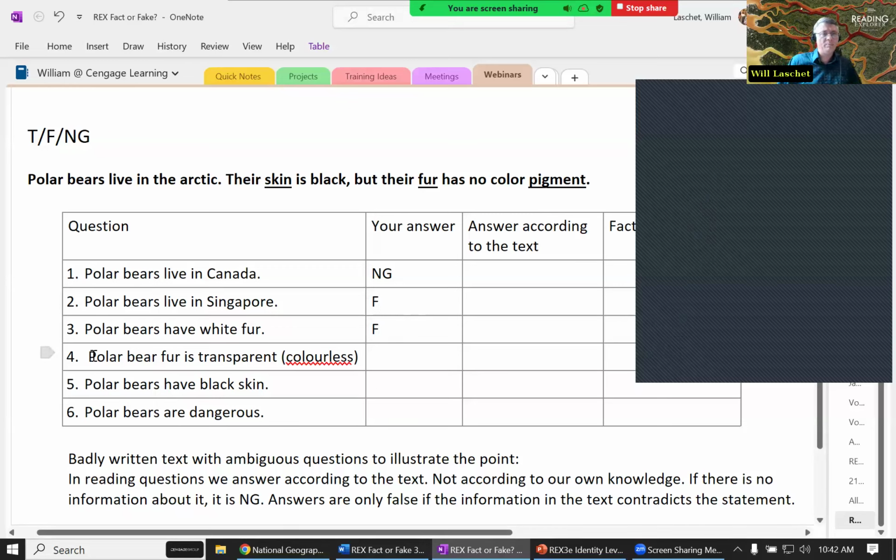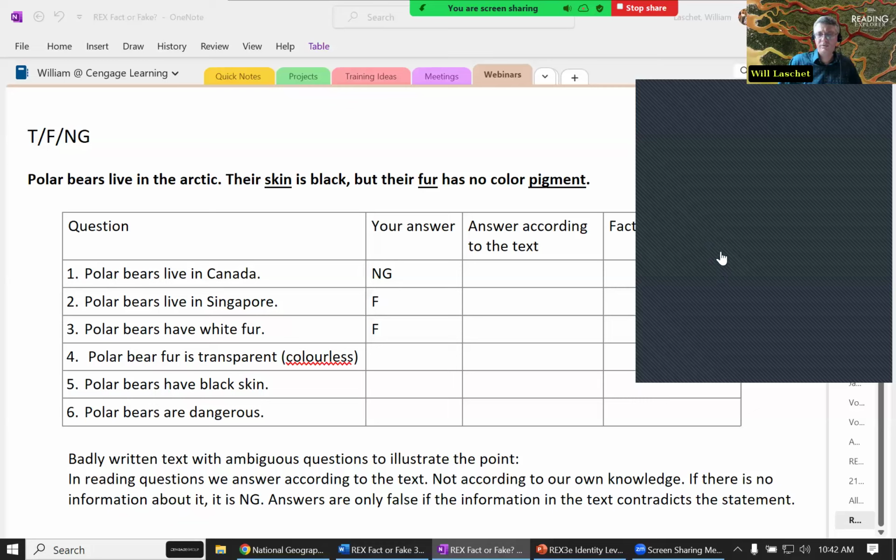Okay, how about number four? Polar bear fur is transparent or colorless. So put number four and then put your answer. True, true, true. Most of you are putting true.